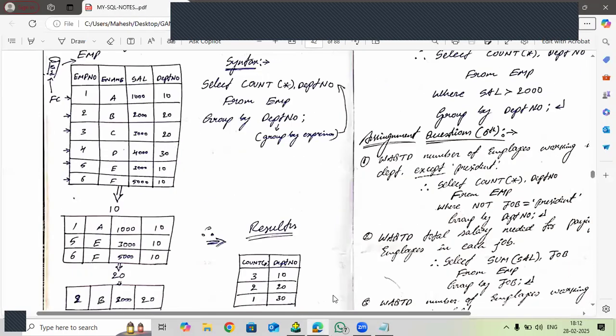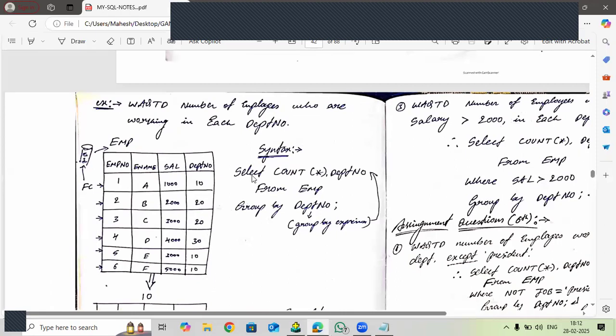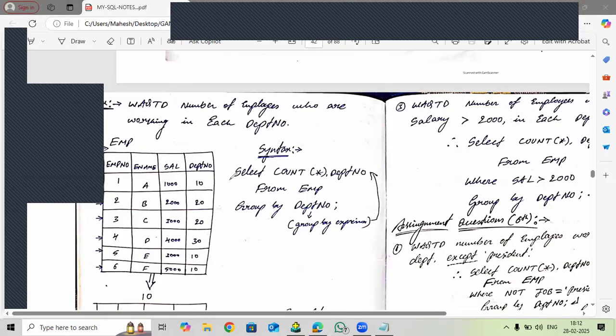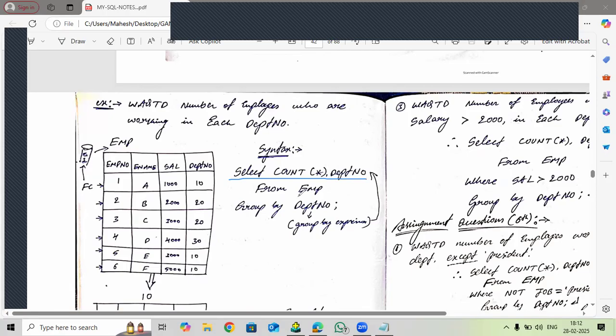For example, this is the one. So this is the query we have written. Select count of star, comma department number from EMP, group by department number. Here also we have department number, and here also we have given department number. So whenever we find the word "each", along with that word, whatever column name they specify, these column names should be used in the select clause as well as in the group by clause.